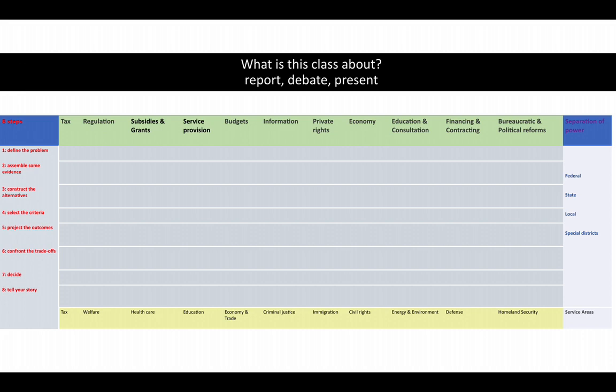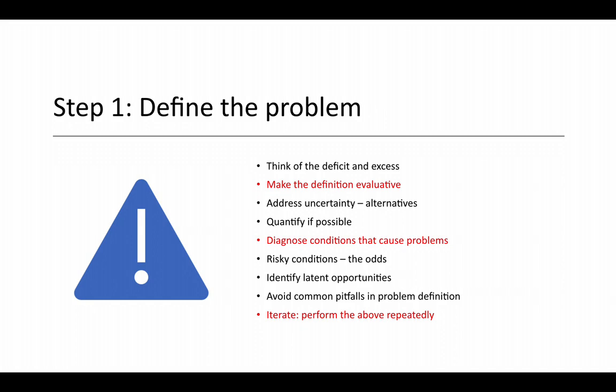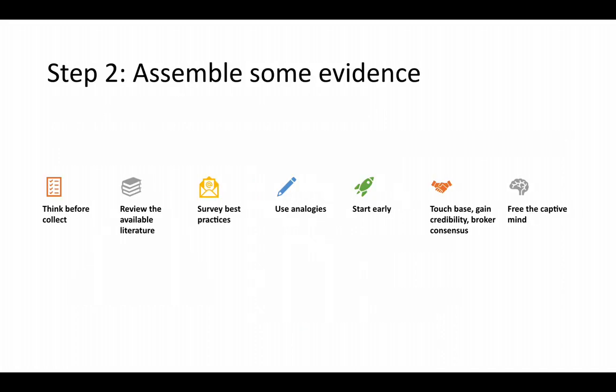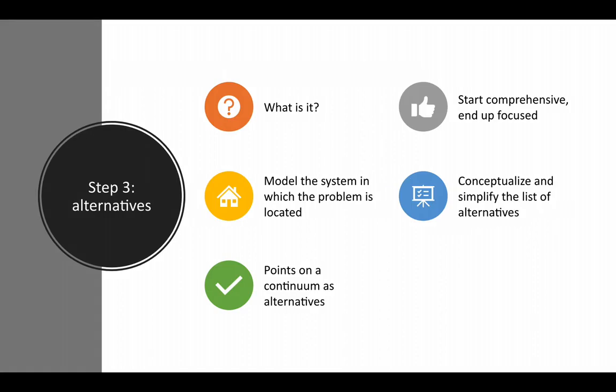Hello everyone, in this short video we are going to talk about the third step of policy analysis, construct the alternatives. So we already talked about defining the problem, and how you're going to gather more evidence to refine your problem. So suppose by now you already clearly defined your problem. Now we need to come up with solutions.